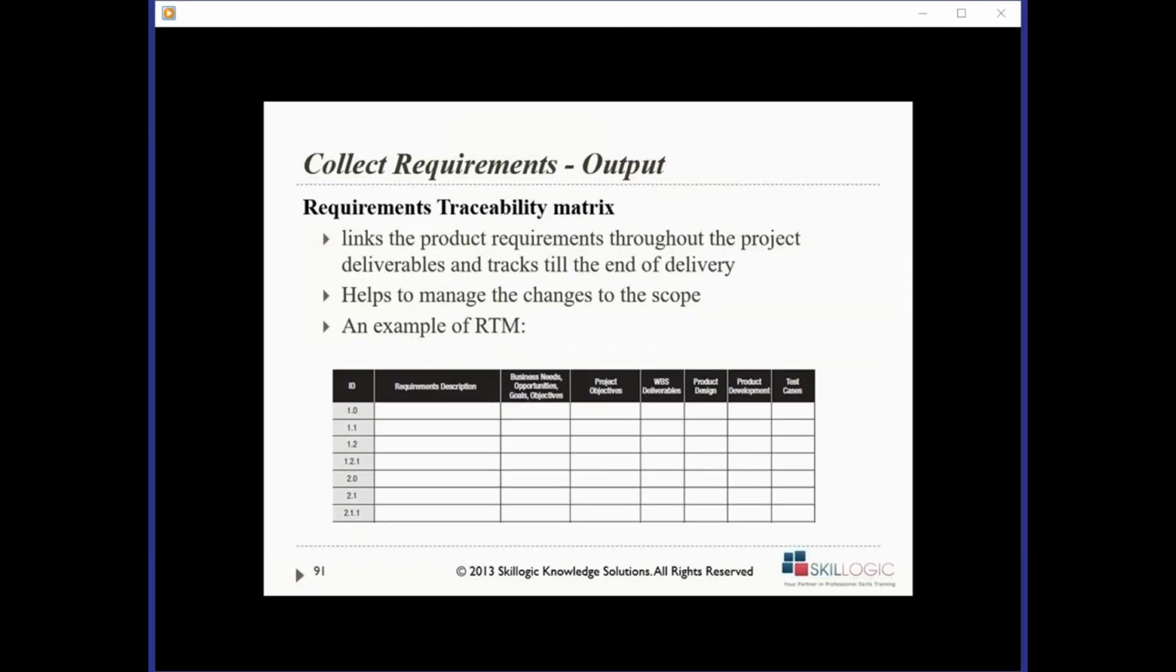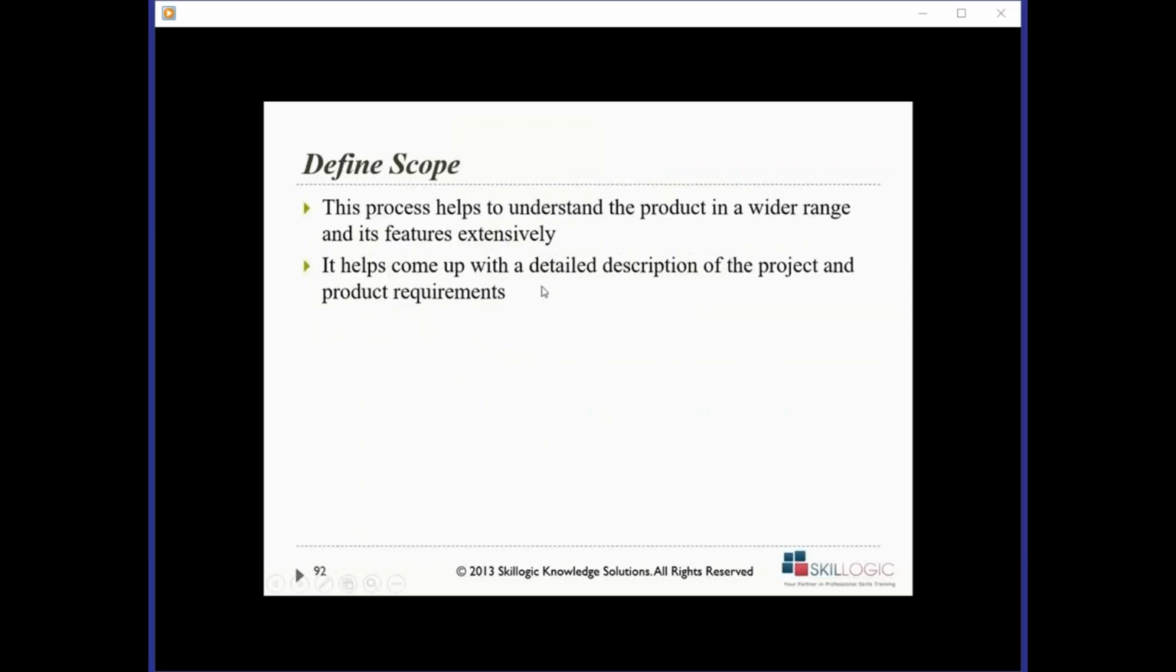If it is not correlating to any of the business need, we need to go back to the stakeholder and say that I'm not able to understand which business need this requirement is taking care of, right? So that either that requirement is taken off, or we get to understand which business need this particular requirement is taken care of. So we collect and document the requirements in the requirement traceability matrix, and then we go ahead and define the scope.